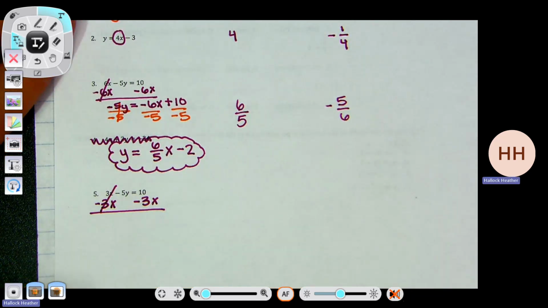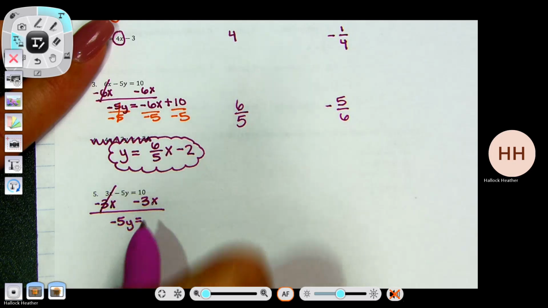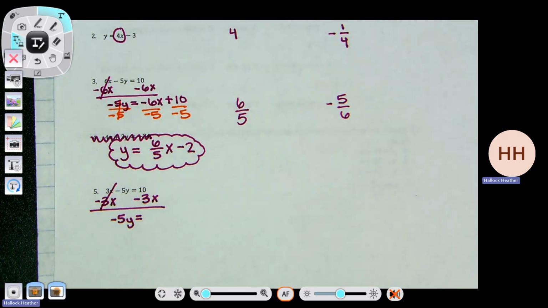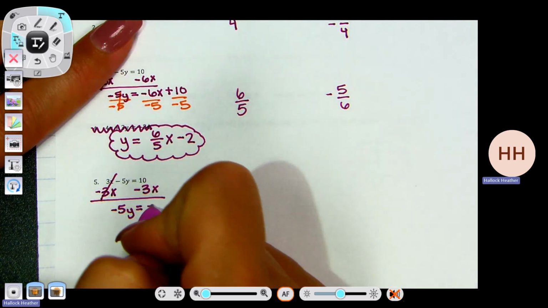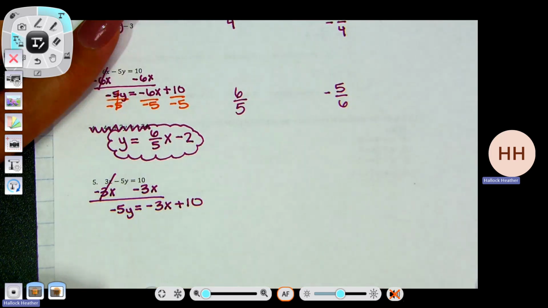I'm going to bring down, this one's very similar to the last one. I'm going to bring down negative 5y. I cannot combine 10 and negative 3x, so what am I writing? Negative 3x plus 10. 10's positive, that's why it says plus. And now I have to get rid of the negative 5.